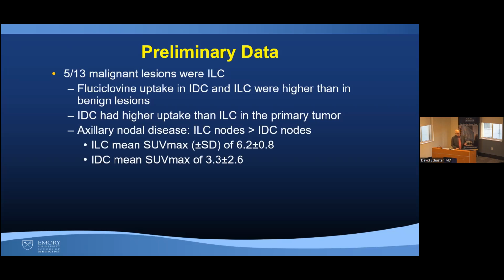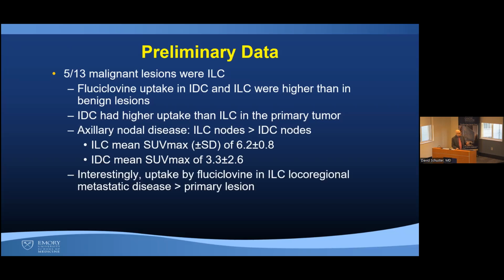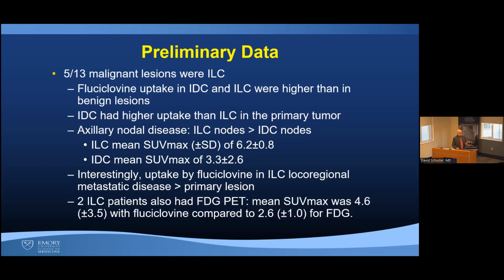ILC nodes have greater uptake than IDC involved nodes. And we could see the mean SUV max was about twice that. Interestingly, uptake in fluciclovine in ILC local regional disease was greater than primary lesion on the average. 2 ILC patients also had FDG PET, and the mean SUV max was higher for fluciclovine than for FDG.